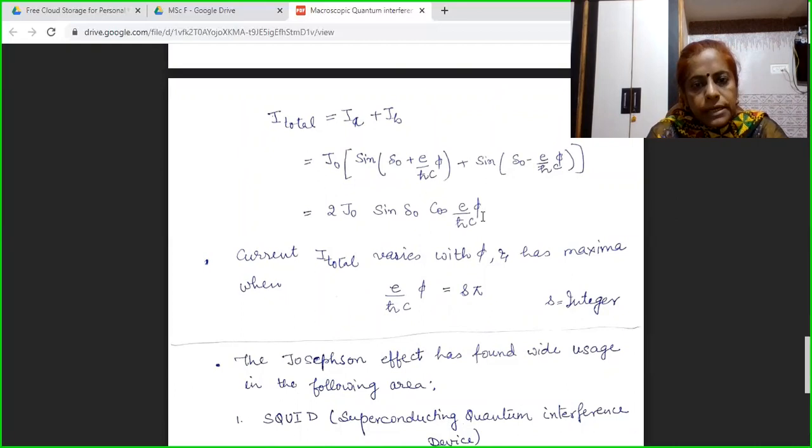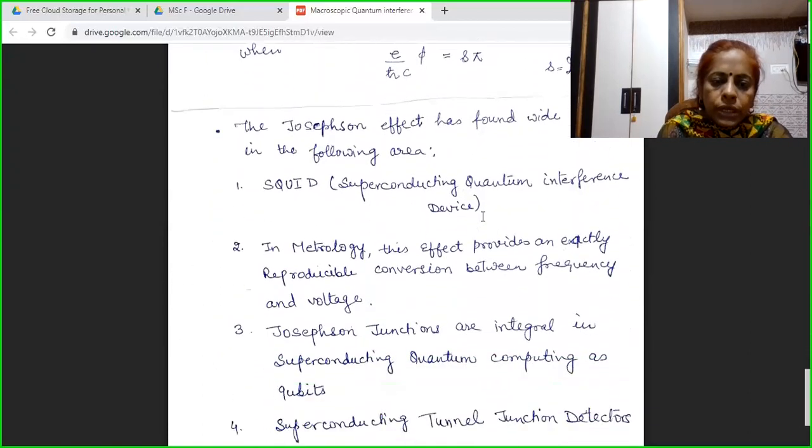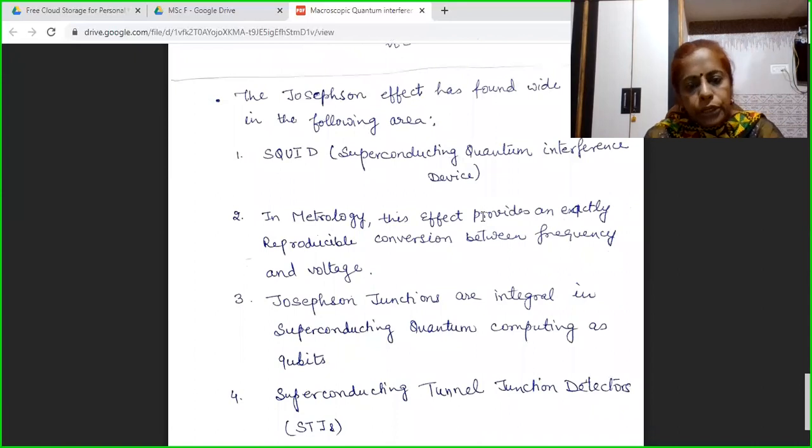These Josephson effects have found a variety of applications. The major application is in SQUID. What are SQUIDs? They are termed as superconducting quantum interference device. They are used to detect magnetic signals. Another use of Josephson effect is in metrology. This effect provides an exact reproducible conversion between frequency and voltage.